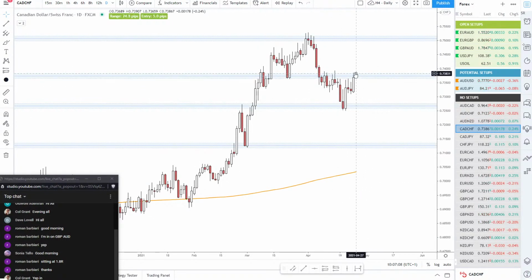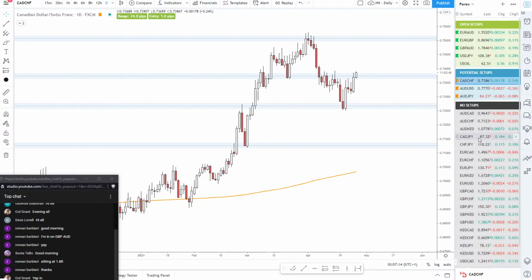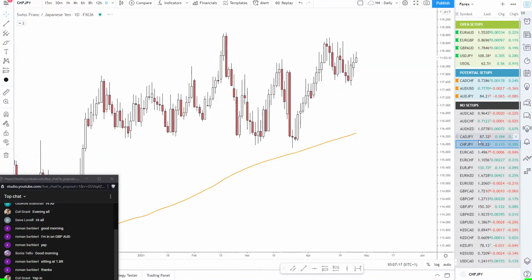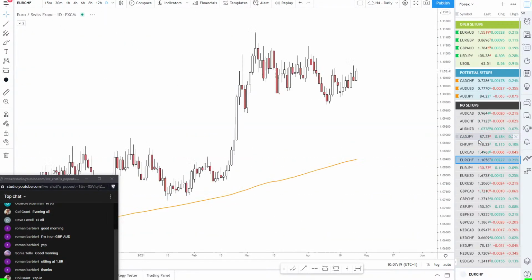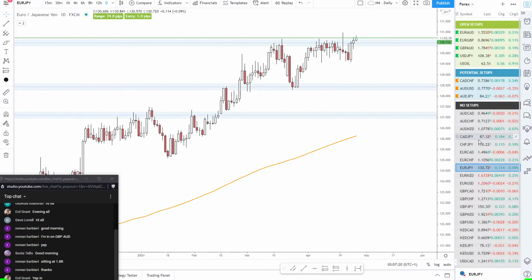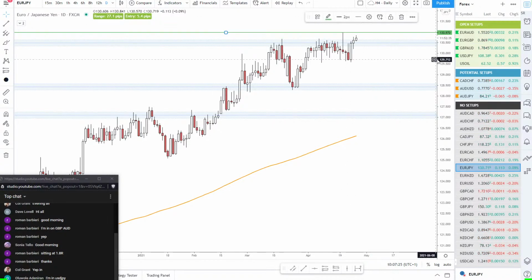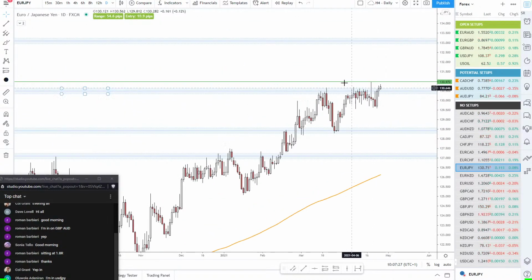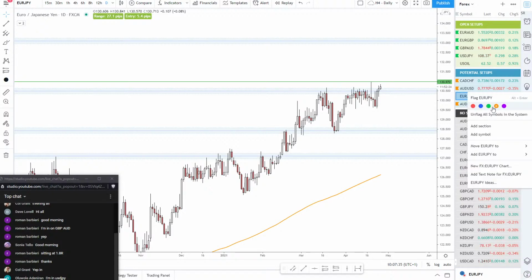CADCHF pushing up to this resistance area. Just going to wait and see if it stalls at this resistance area. So potential for a short trade from there, but it might just break straight through. EURJPY is making another attempt at getting up above here. I'm going to look for a breakout above the 130.97, so essentially the 131. Looking for a breakout there.